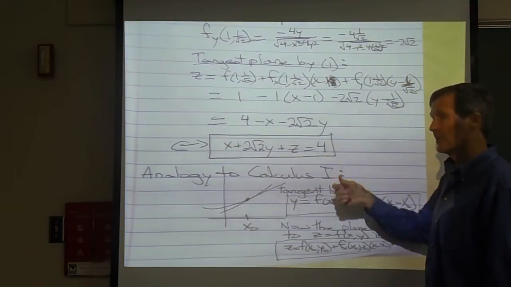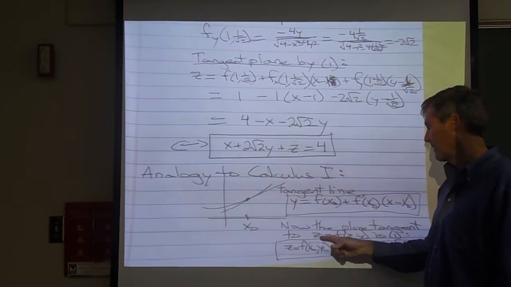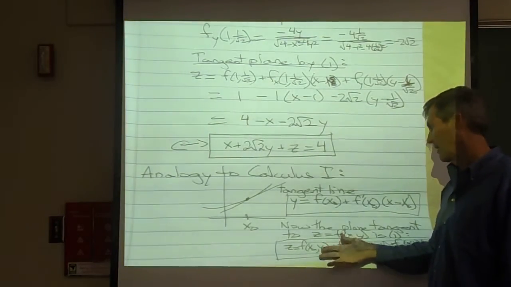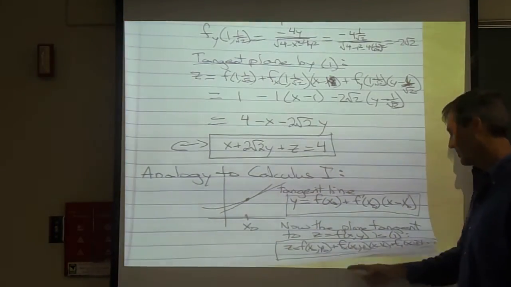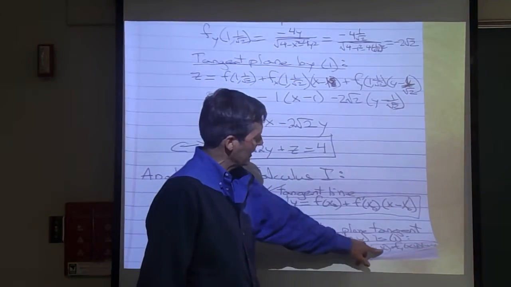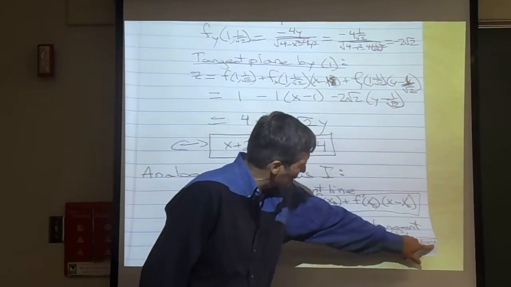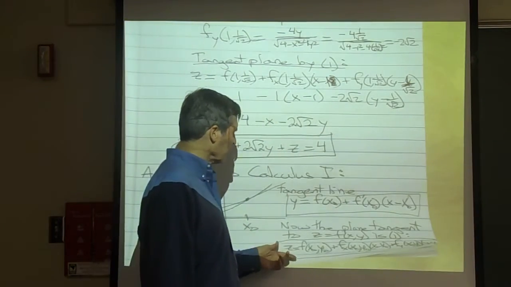We did exactly the same thing, back on the other page, to find the tangent plane. We made it go through the point, we made it a plane, and we made it have the right slope in both the x and y directions, and we got this equation, z equals f of x0, y0 plus fx times x minus x0 plus fy times y minus y0. I hope you can read that, sorry. But this was the tangent plane.